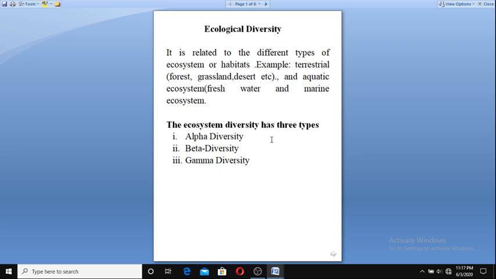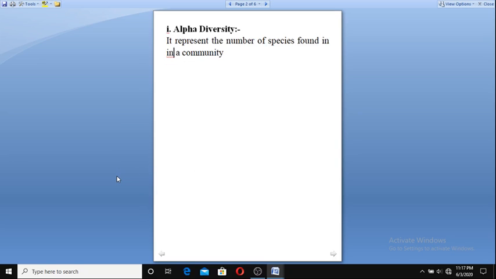So the ecosystem diversity is of three types: alpha diversity, beta diversity, and gamma diversity. The alpha diversity represents the number of species found in a community, the species found in one particular community area. For example, the species found in a desert. In that particular area, the species are present. This is called alpha diversity.